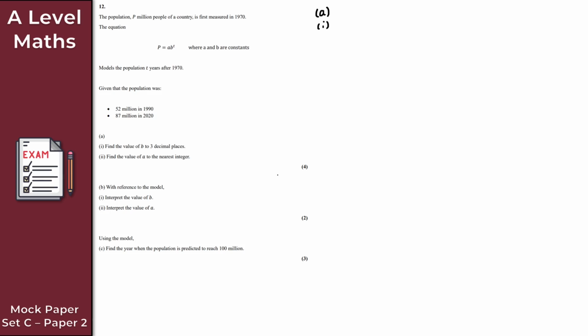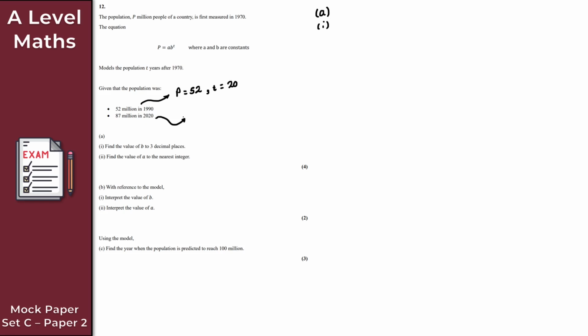So where do we begin here? Well, what I can do to begin with here then is just make a couple of notes here. So if the population was 52 million in 1990, what that tells me here then is P is 52. That's the population here, P, right? P million people. And then T here, well, T is T years after 1970. So if it's 1990, T is equal to 20.